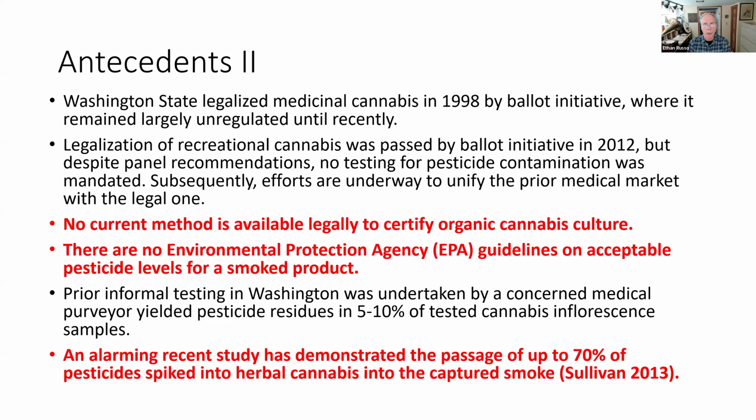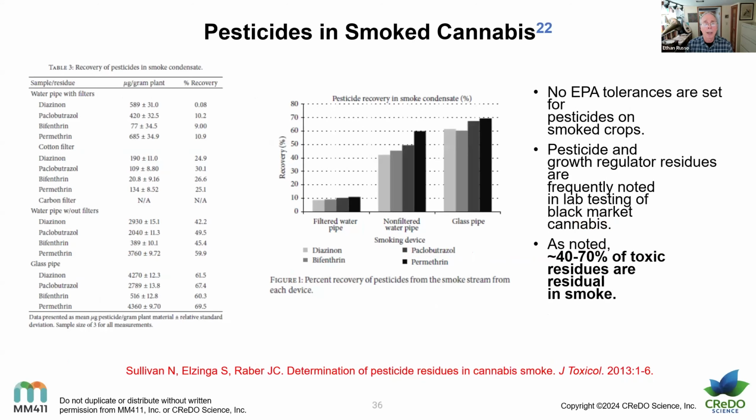There was some informal testing done prior to 2016, and it was felt at that time that 5 to 10% of tested cannabis flower samples had pesticides on them. A study that we'll look at showed that 70% of pesticides that were placed on cannabis to test what got into the smoke did. And that's this study, Sullivan et al.